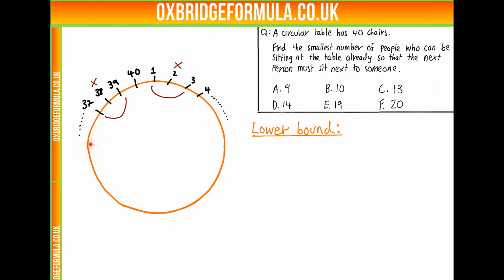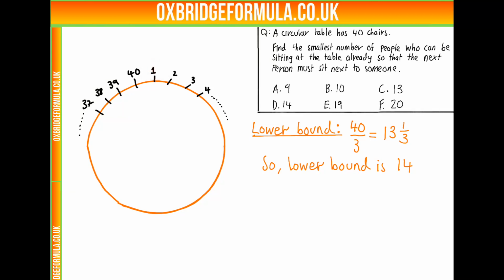So, because there's 40 seats in total, if we do 40 over 3, we get 13 and a third. So this implies that if we've got 13 people sitting down around the table, there's always going to be at least 1 seat free. So we know that 14 is the best answer we can dream of for this. So if we can come up with an arrangement of seating such that 14 people are sat at a table and someone new can't find a seat to sit in, we know our answer is 14. So let's try and come up with an optimal arrangement.